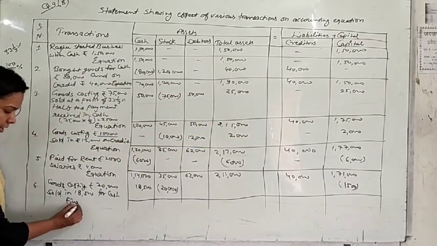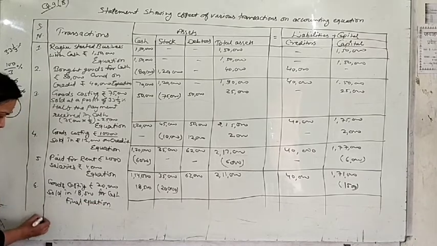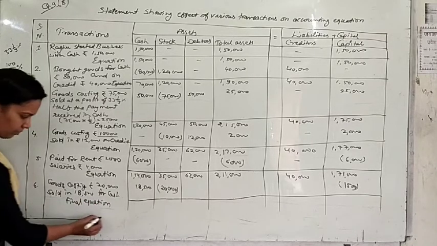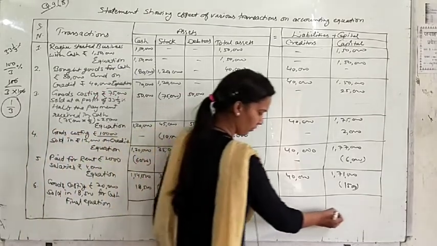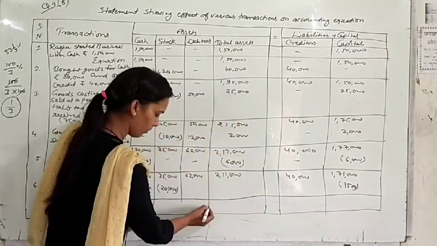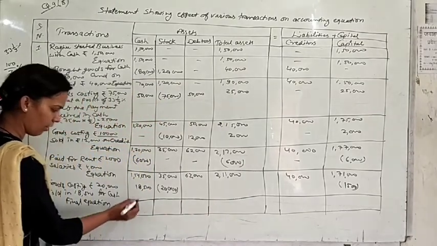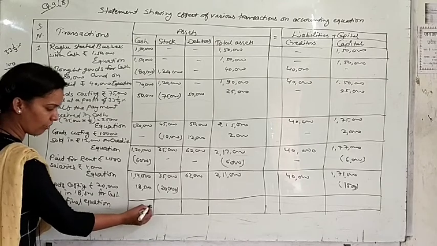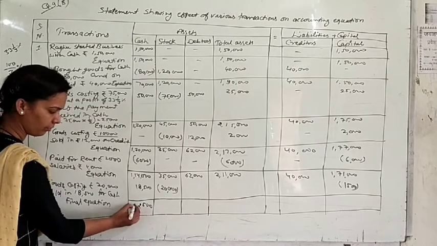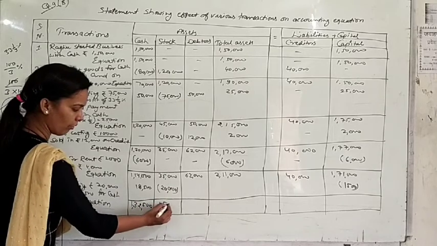It will be your final equation. What is the final equation? Check here. 114 plus 18,500. It is 1,32,500. 15,000.